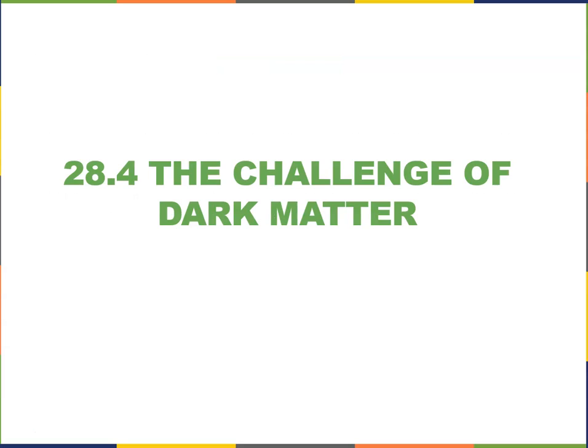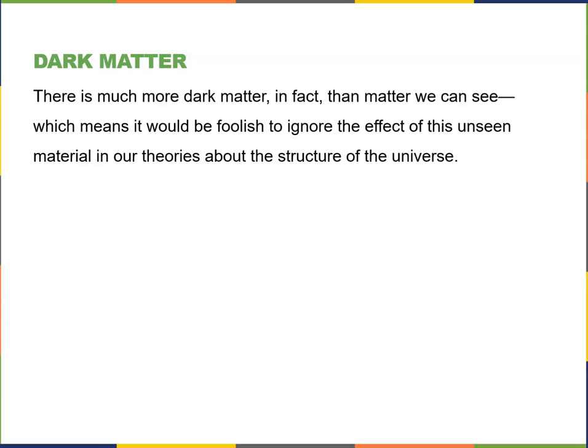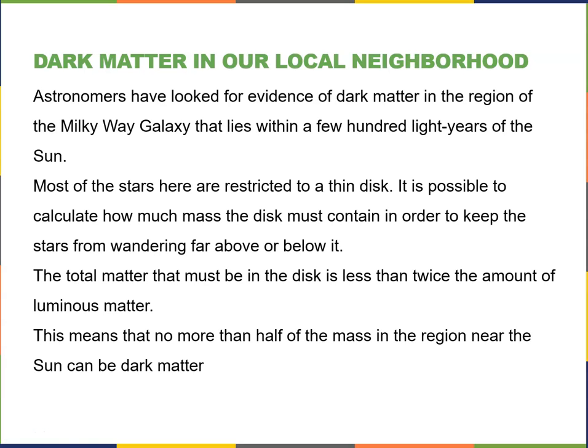So now we're going to discuss something else that exists in our universe called dark matter. In our universe, there's actually more dark matter than observable matter. So we cannot ignore the effect of this unseen material. Astronomers have looked for evidence of dark matter in the region of the Milky Way that lies within a few hundred light years of the Sun. Most of the stars here are restricted to a thin disk. It's possible to calculate how much mass the disk must contain in order to keep the stars from wandering far above or below it. The total matter that must be in the disk is less than twice the amount of matter we can see. So to keep these stars where they are, there needs to be more mass than we can see. That means no more than half of the mass in the region near the Sun can be dark matter.